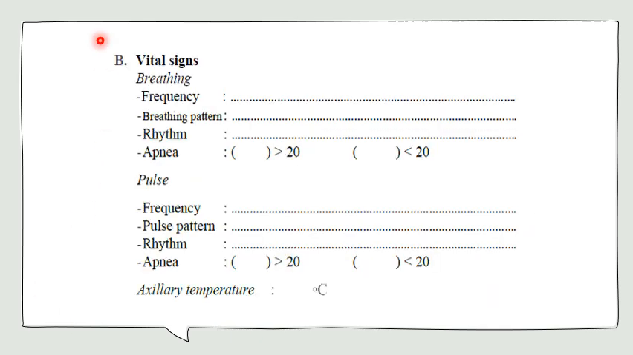Then we assess the vital signs: breathing, pulse, and axillary temperature of the baby. So we have to write about the breathing pattern, frequency, the rhythm, and whether there is apnea, and then the pulse frequency, the pulse rhythm, and whether there is any apnea as well.